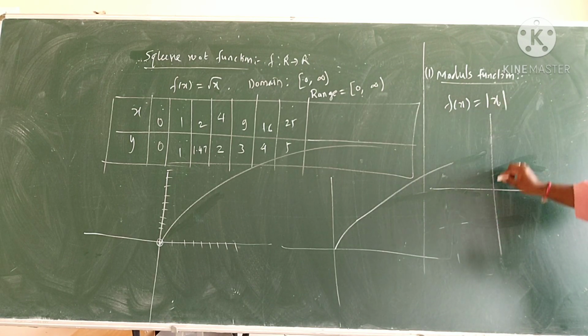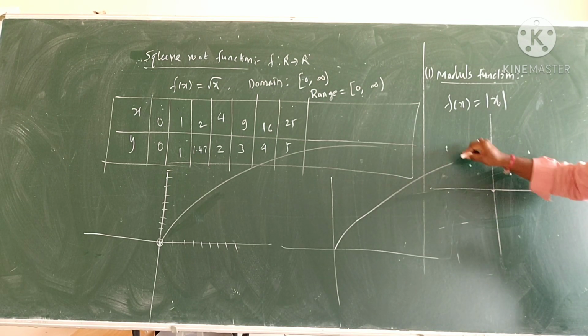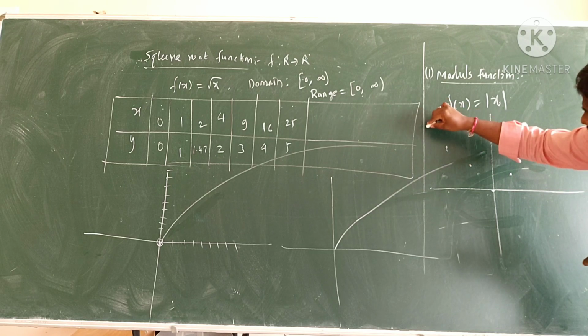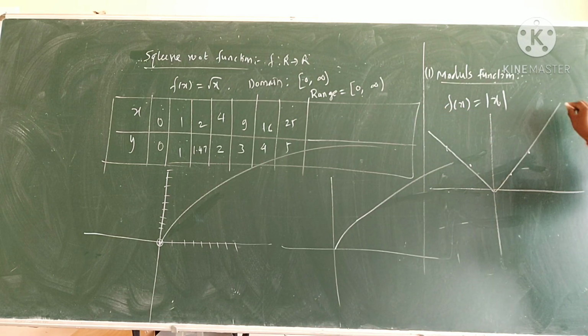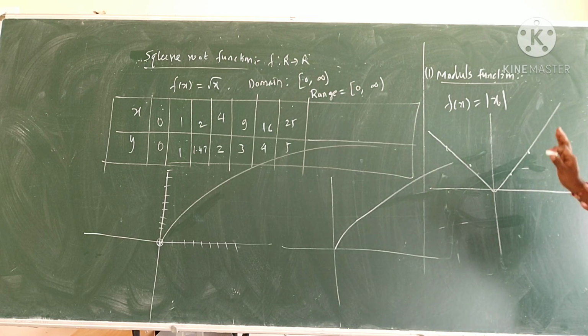So here, if I keep 0, I get 0. If I keep 1, I get 1. If I keep 2, I get 2. If I keep -1, I get +1. If I keep -2, I get +2. Like this you will get all your points. If you join them, you get this V shape. Already you know, this is the modulus function graph.